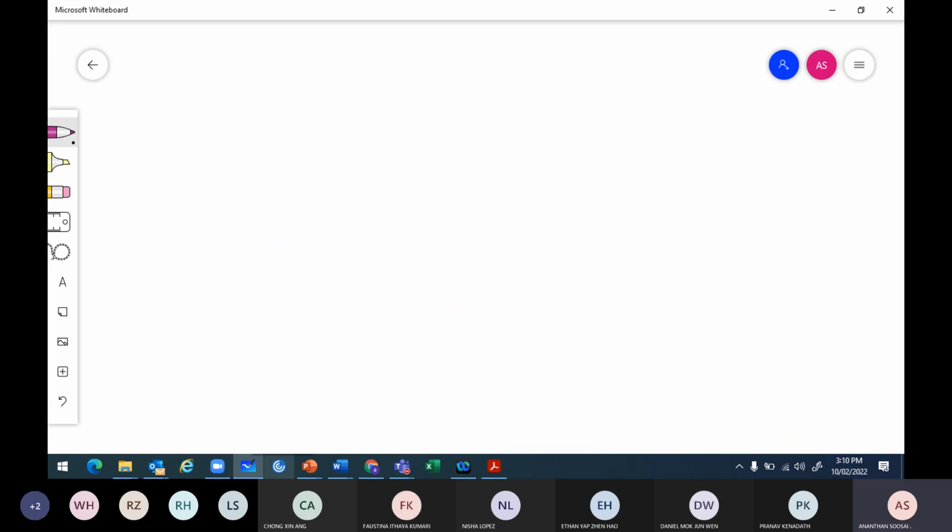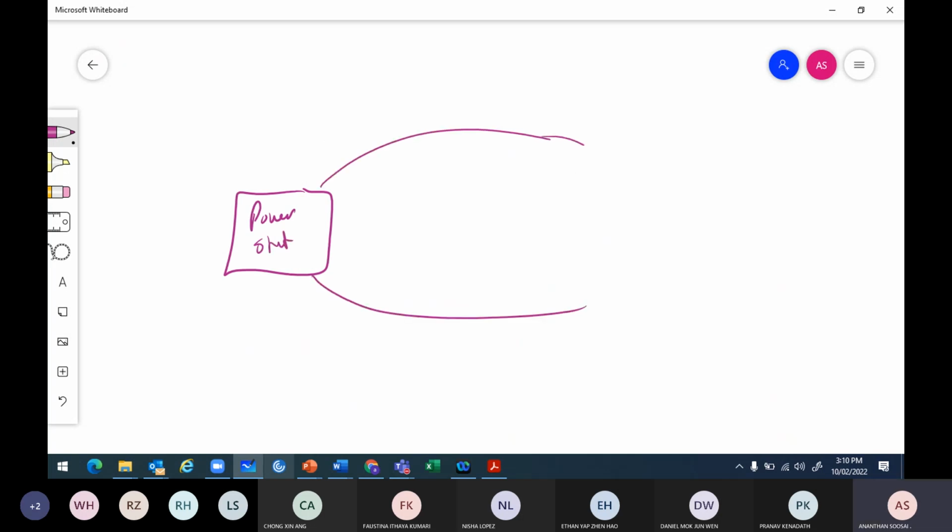Okay. Let's say this is the power station. It's connected through a cable, then to the houses. So you can imagine that the power station has its own power.